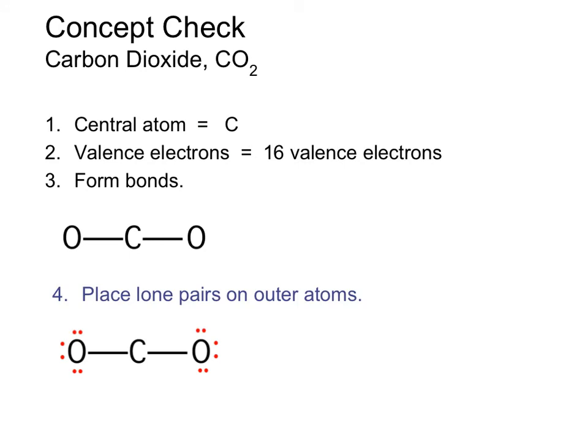And so let's look at another example. Here we have carbon dioxide. Carbon's going to be our central atom. We have 16 valence electrons to work with. And so we're going to place carbon in the middle, our 2 oxygens on the outside, connected with single bonds. So now we've used 2, 4 electrons. And so now we're going to place electrons around our outer atoms first.